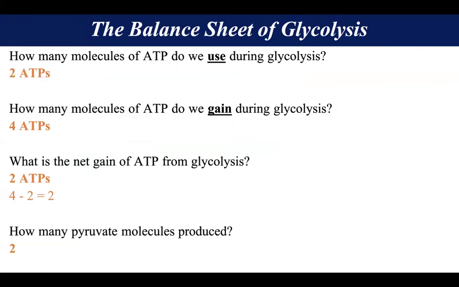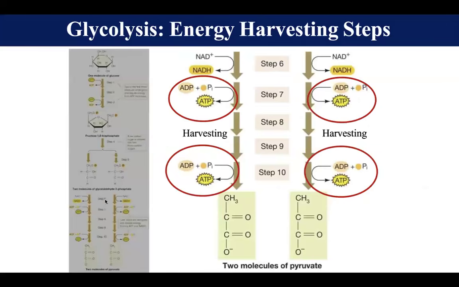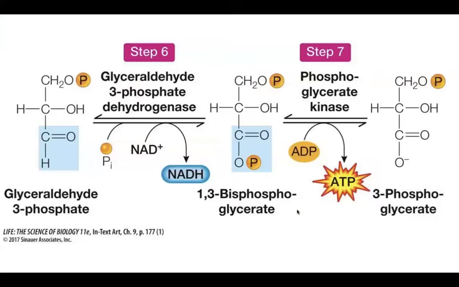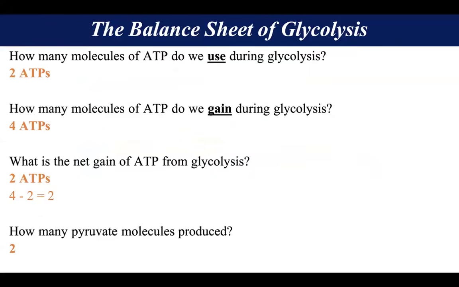We say that we have a net gain of 2 ATP from glycolysis because in the first three steps we use 2 ATPs, and then in the last four steps we form 4 ATP. So there's a net gain of 2 ATP. And then we also form two pyruvate molecules by the end.